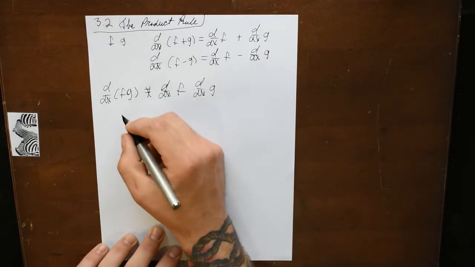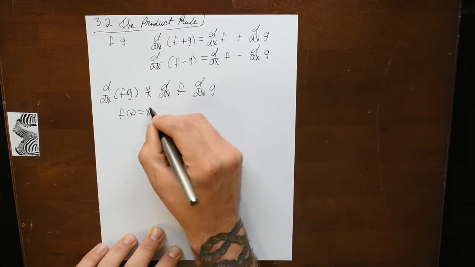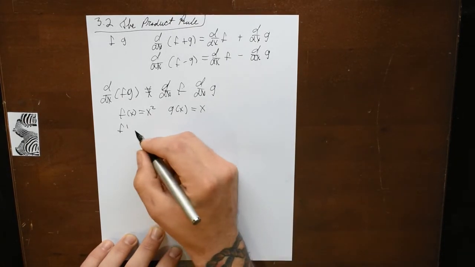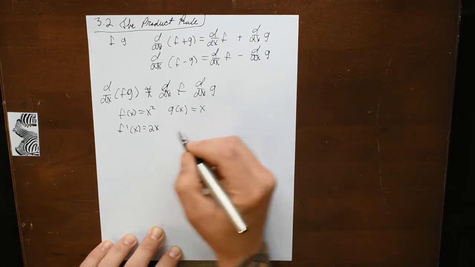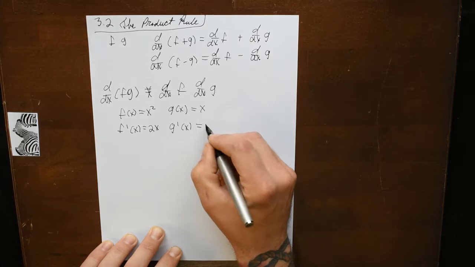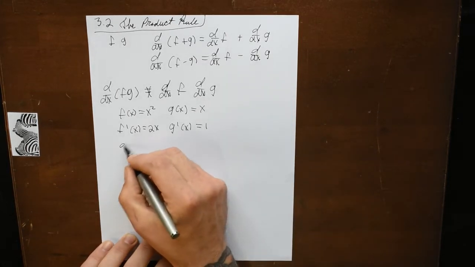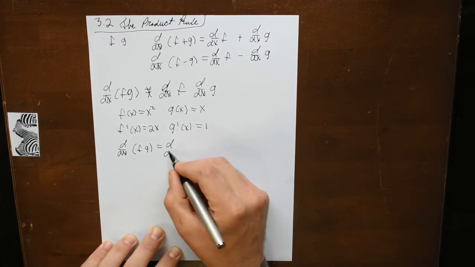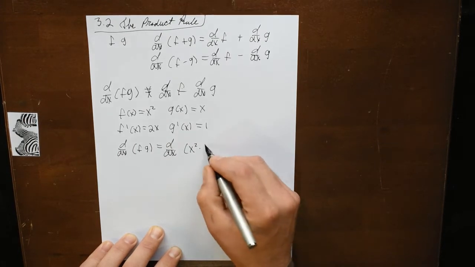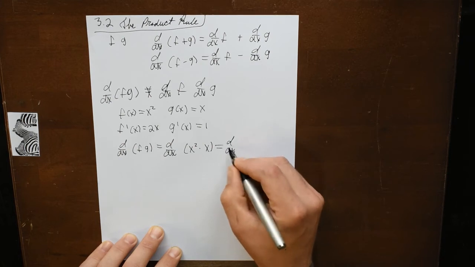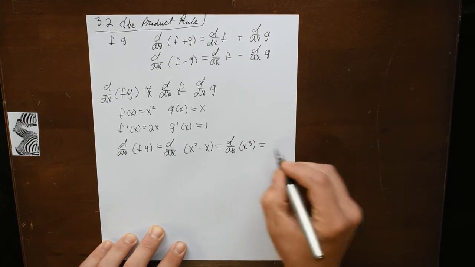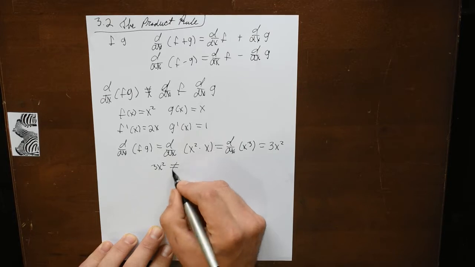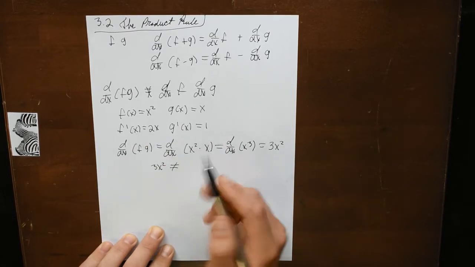If we call, say, f of x, x squared, and we call g of x, x, well, the derivative with regards to x of f is equal to 2x, and the derivative with regards to x of x is equal to 1. But the derivative with regards to x of f and g is equal to the derivative with regards to x of x squared times x, which is equal to the derivative of x cubed, which is equal to 3x squared. Well, 3x squared is definitely not the same as f prime of x times g prime of x.